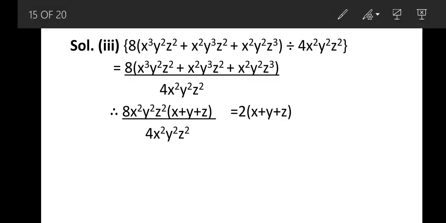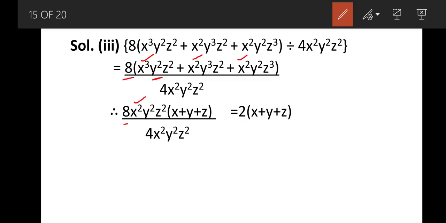Coming to the third part of the same question, it is 8x cube y square z square plus x square y cube z square plus x square y square z cube divided by 4x square y square z square. Now dear children, 8 is already outside the bracket. Out of these, x, y, z variables are present in all the terms. But as I told you, the least power of the variable is taken out. So what is the least power of variable x? In the first term it is 3, in the second term it is 2, in the third term it is again 2. So x square will be taken out.